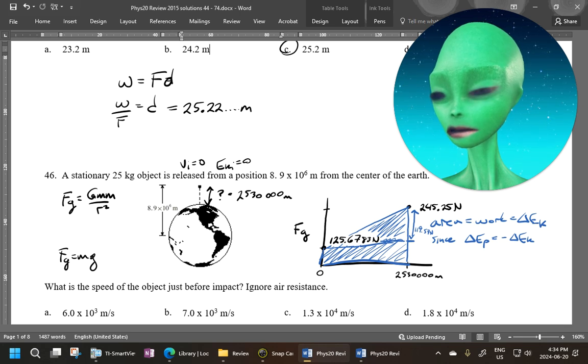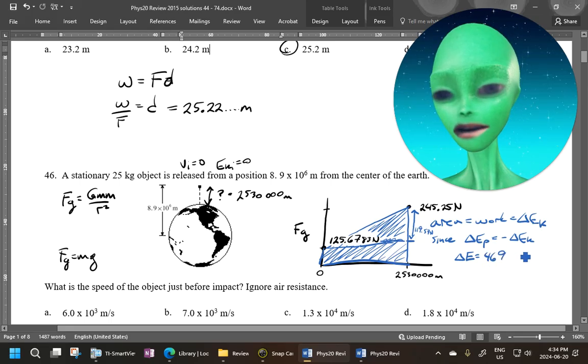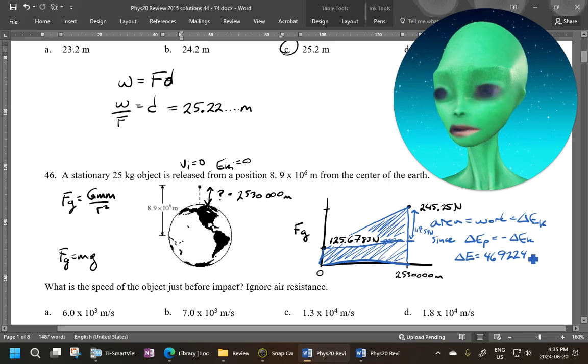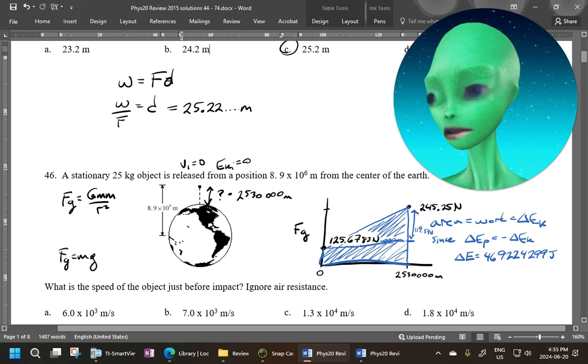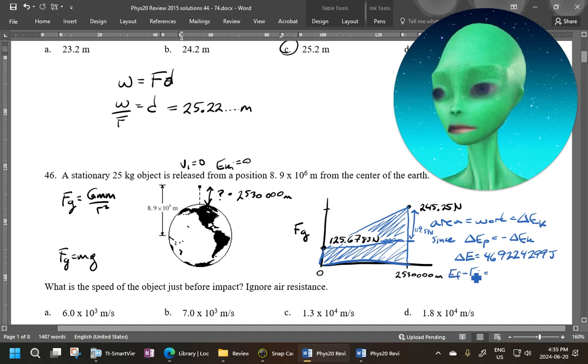times the height divided by 2. So the change of energy here is going to be 469,224. Oh, that's not right. Millions, sorry, 299 joules or so. Okay, so now we know the change of energy. Since my EK initial is equal to 0, this is equal to final minus initial. But my initial cancels out here, so that's just equal to final.